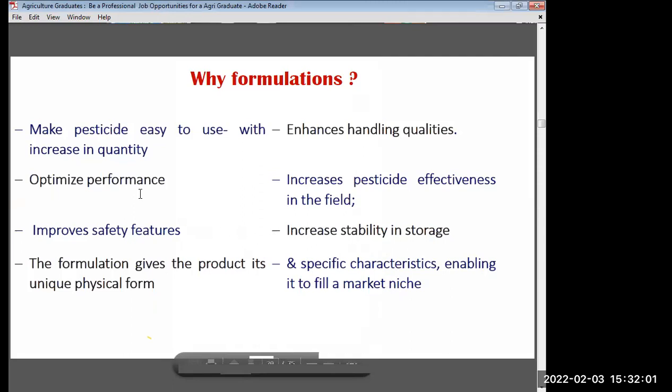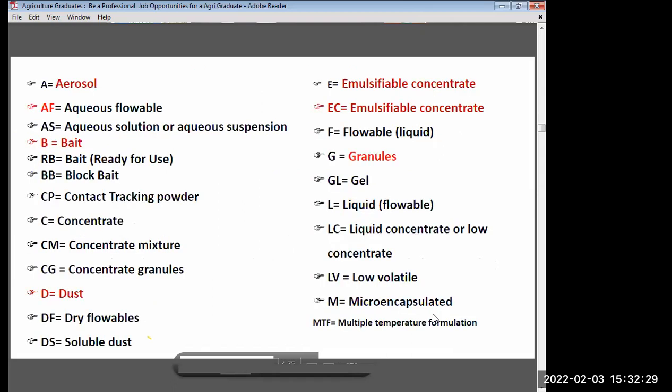Actually, in Ayurveda, they apply the medicines through oil. Why? Because the skin can absorb oil only, not water. Skin cannot absorb water; skin can absorb oil. That is why in Ayurvedic medicine they mostly use oil. Likewise, pesticides of an oily nature will harm us. So they made a different formulation called aqua flow. So these are the different formulations.